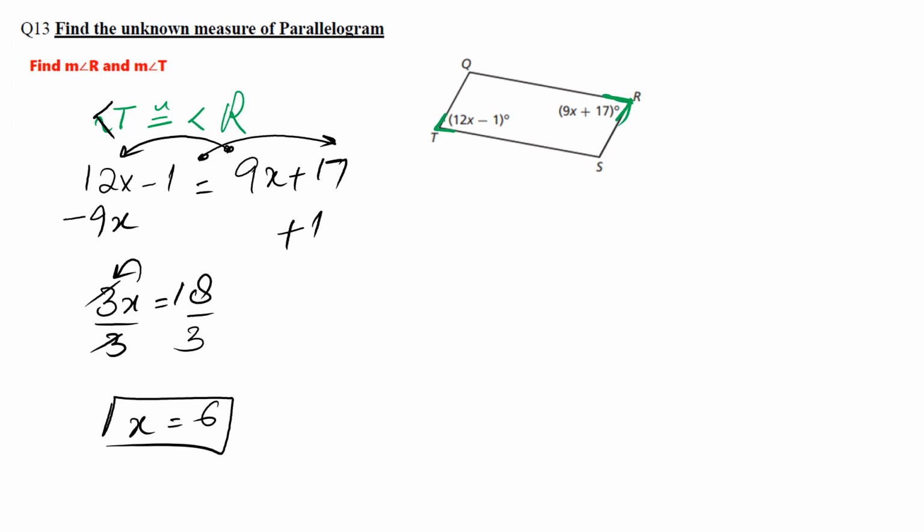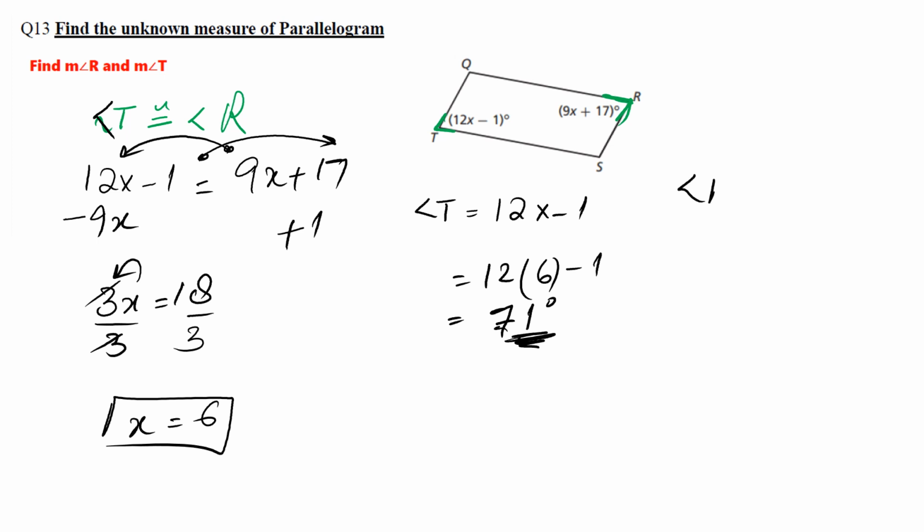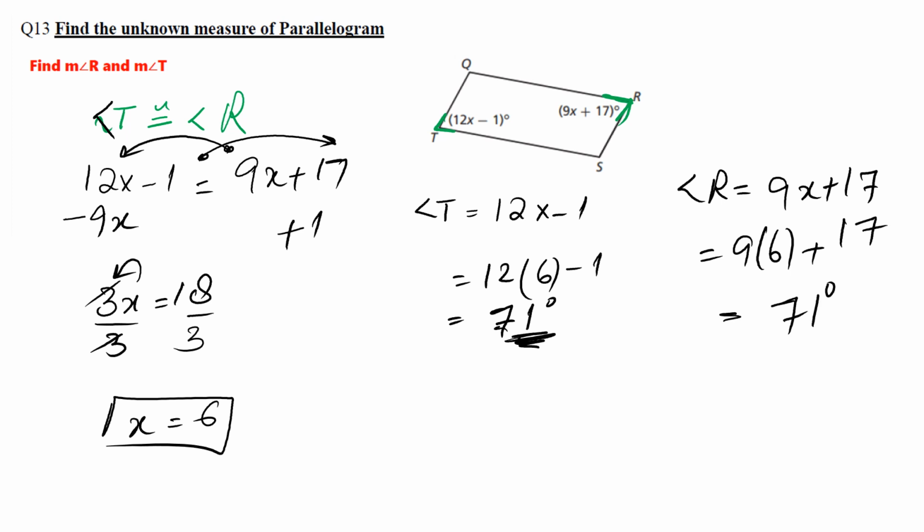Now they are asking us to find angle T first. Angle T is 12x minus 1. Replace x by 6: 12 times 6 minus 1. 12 times 6 is 72, minus 1 gives you 71 degrees. Next, angle R should also be equal to 71 degrees, but we have to show our work. So 9 times 6 is 54. 54 plus 17 is 71, definitely. So that is our answer.